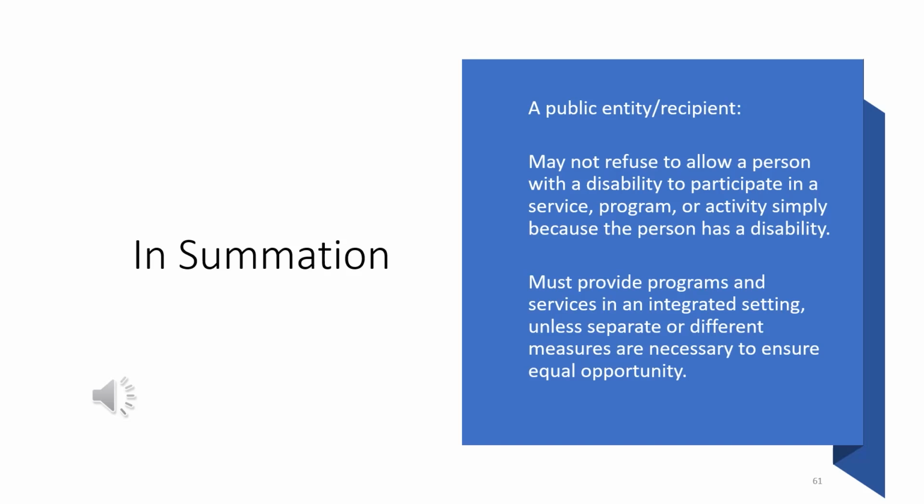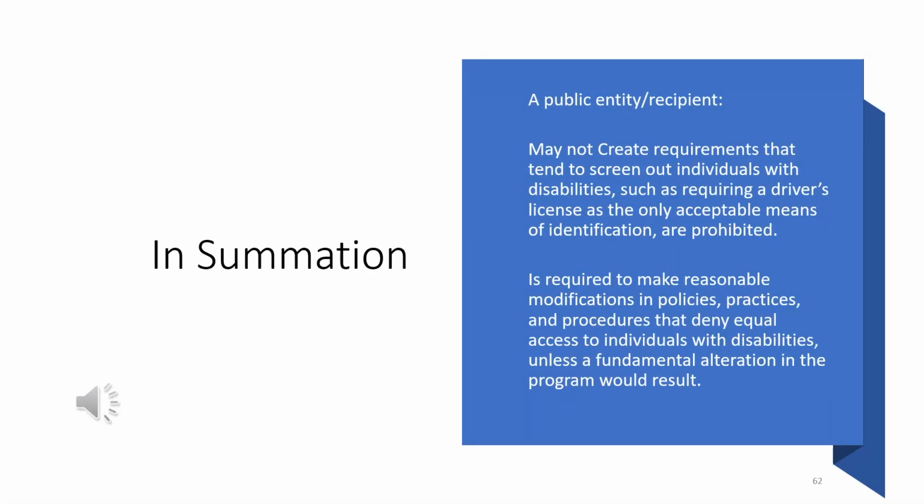A public entity or a recipient must provide programs and services in an integrated setting unless separate or different measures are necessary to ensure equal opportunity. A public entity or recipient may not create requirements that tend to screen out individuals with disabilities, such as requiring a driver's license as the only acceptable means of identification. A public entity or recipient is required to make reasonable modifications in policies, practices, and procedures that deny equal access to individuals with disabilities unless a fundamental alteration in the program would result.